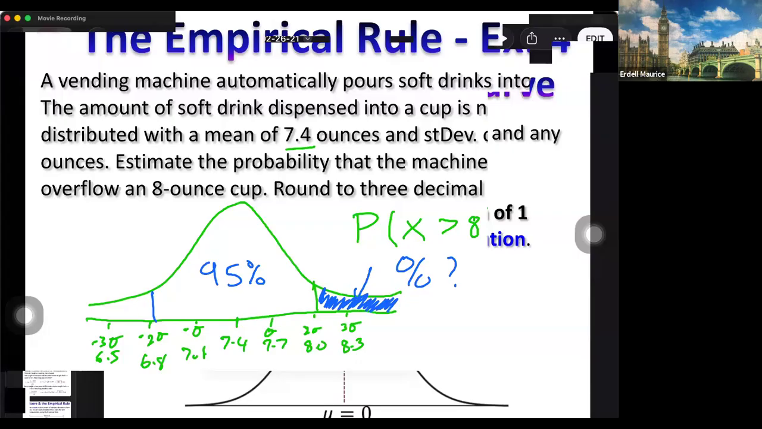So if the area I have shaded in the middle is 95%, how much is remaining? 5%, correct? That 5% has to be split into two pieces. So if this is 95%, then this side is going to be 5% divided by 2, and this side is going to be 5% divided by 2. And so then this piece right here has to be 2.5%. Question?